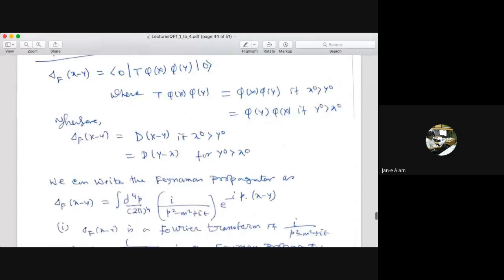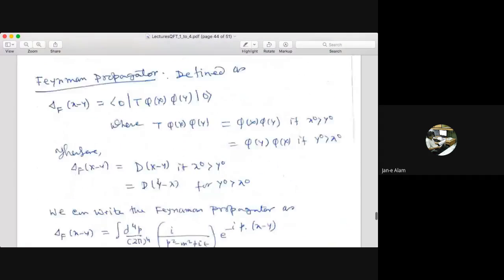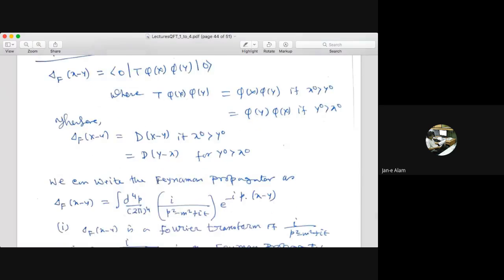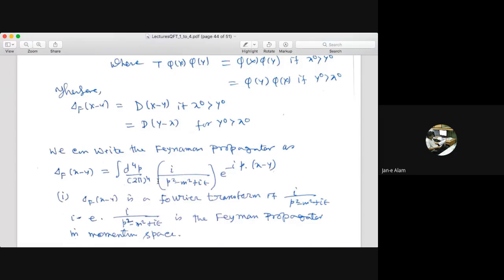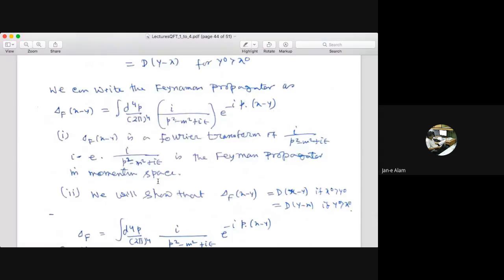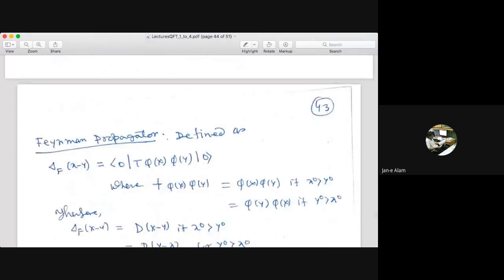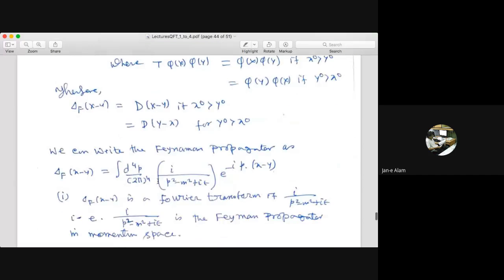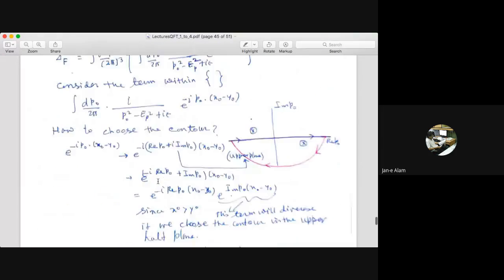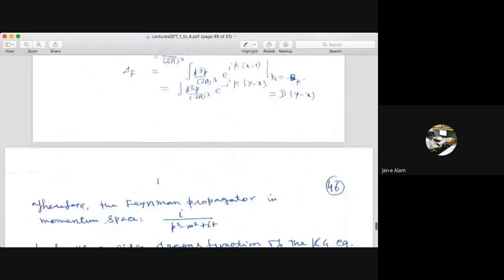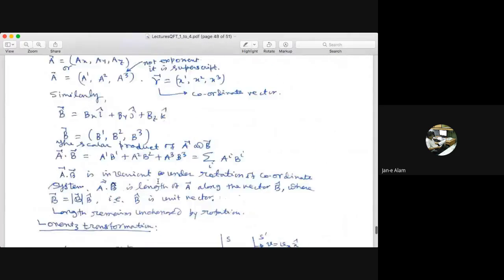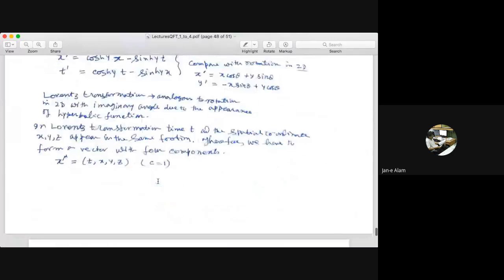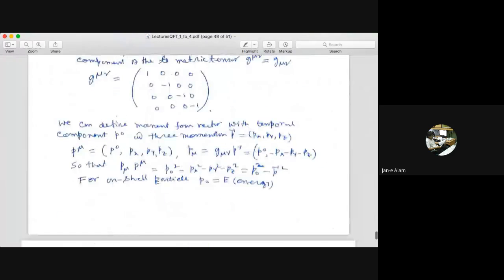Now this is a new topic which will be required for our Feynman diagrams, which is called Feynman propagators. I'd rather, probably what I should do today, is tell you about the contravariant and covariant vectors, the mathematical definitions. This will be a bit mathematical, but you have to bear with me.